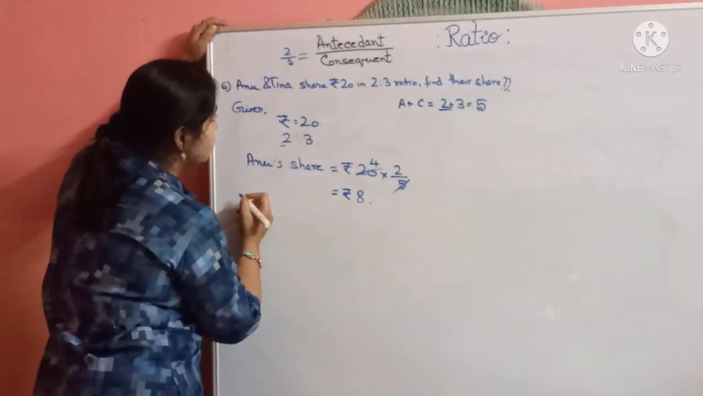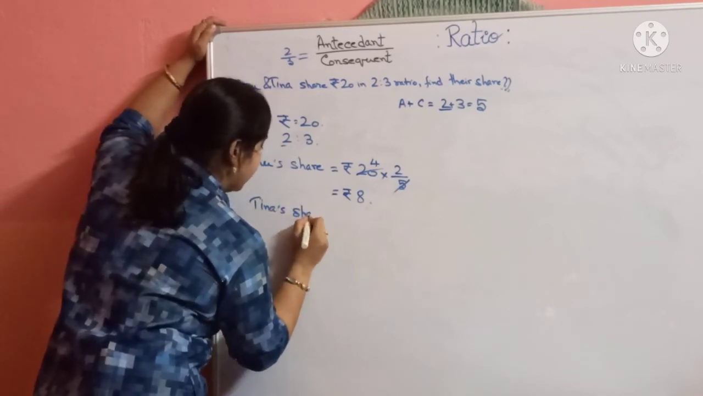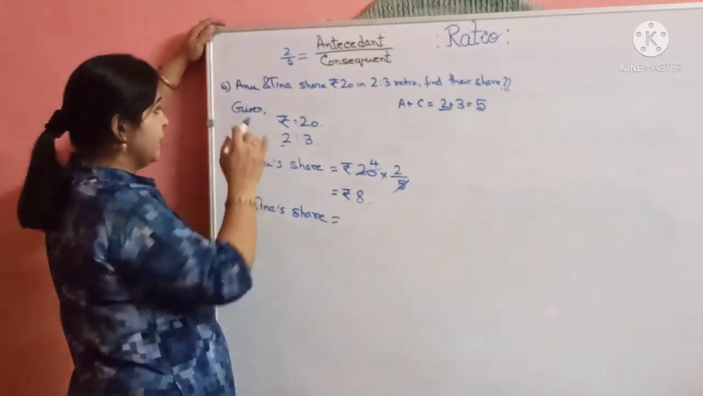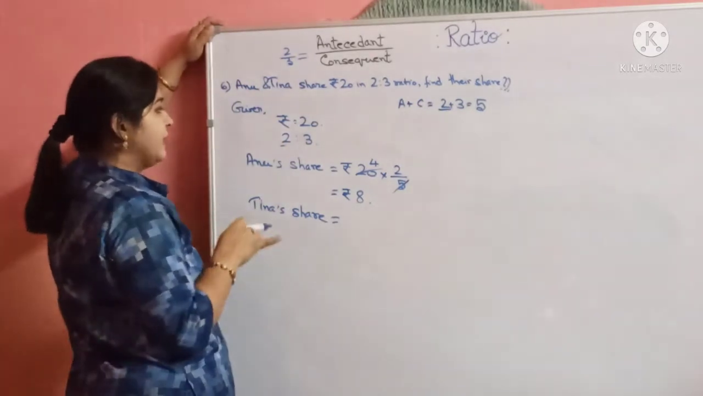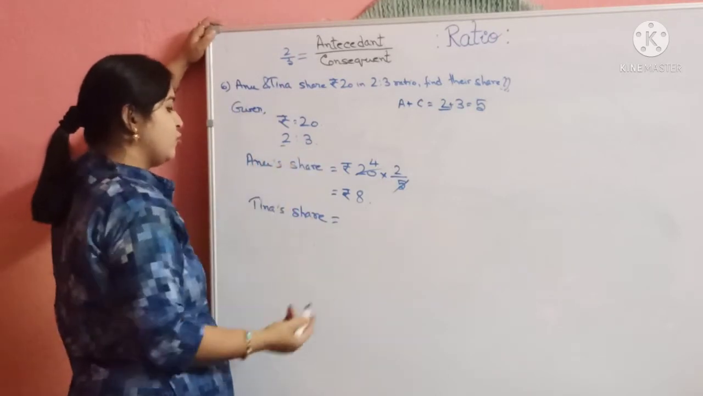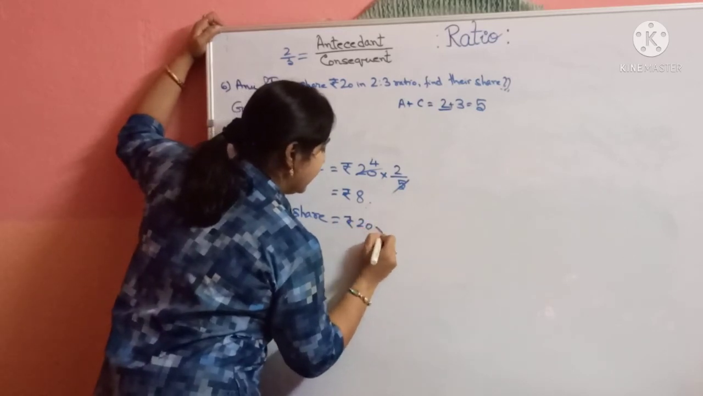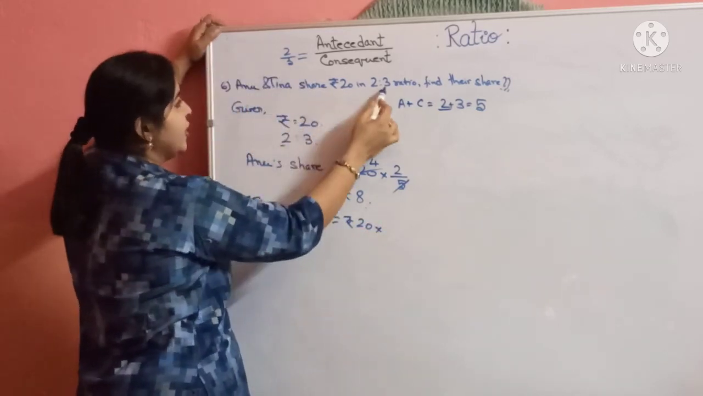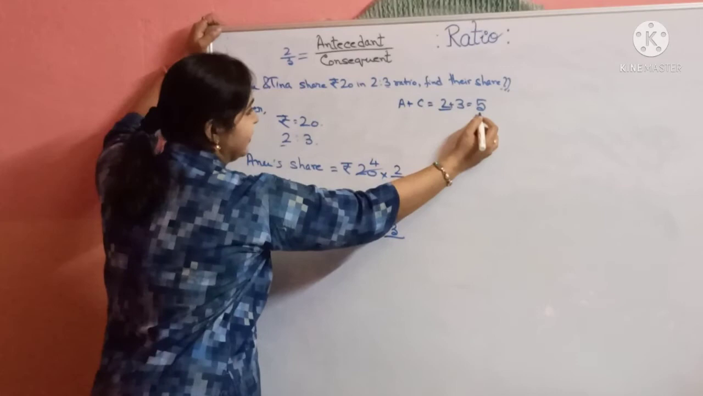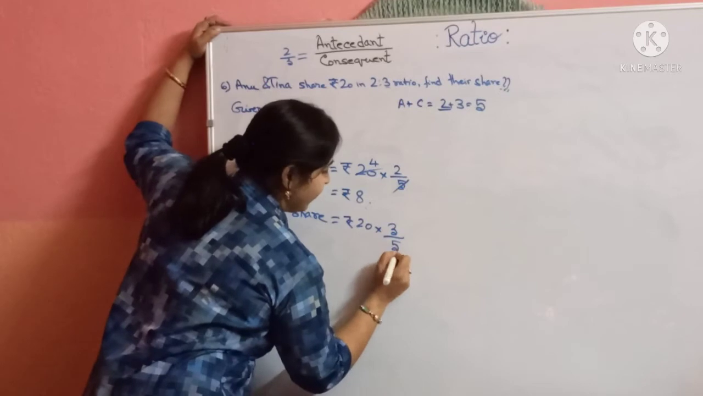Now find out the remaining share, Tina's share, out of rupees 20, when both persons Anu and Tina have rupees 20 divided among themselves in the ratio 2:3. What will Tina get? Same way, rupees 20 into Tina's share portion, 3 by what is the common denominator here? Antecedent and consequent sum to 5. 3 by 5. Now cut.